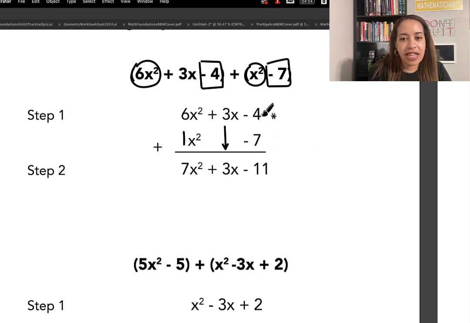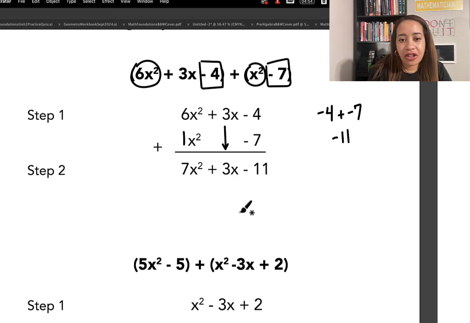Finally, we have negative 4 and negative 7. Since they have the same signs, they're both negative numbers, we can say same signs add. We add up the absolute values. 4 plus 7 gives us 11. And since they were both negative, we'll get a negative 11. So this is our final answer.